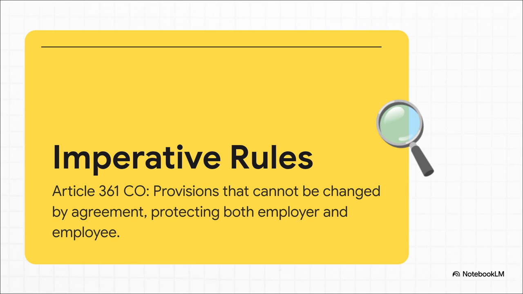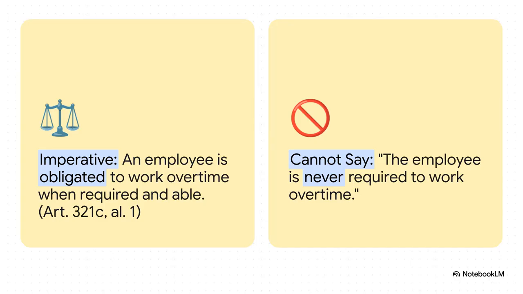All right, first up, imperative rules. The key thing to get here is that they are absolute. They cannot be changed. Not by a contract, not by a verbal agreement, nothing. They're locked in to protect both you and your employer. Here's a perfect example. The law says that, yes, an employee is obligated to work overtime if the company needs it and it's reasonable. This means your contract can't just have a clause that says overtime is never required. It's an imperative rule because it protects the basic ability of the business to function.